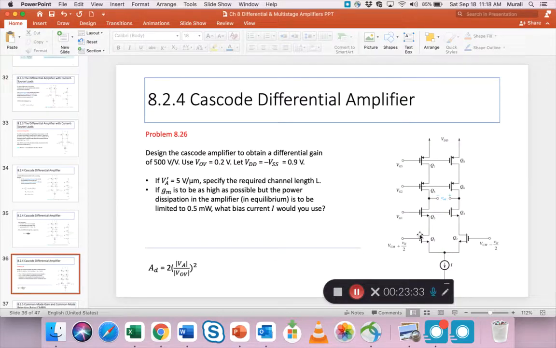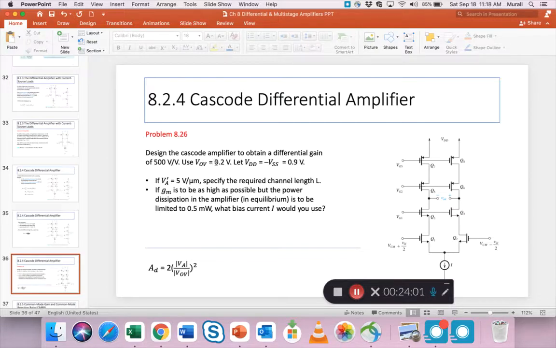Cascoding is both on the differential pair transistors. So Q1 has Q3, Q2 has Q4. Also on the current source load. So Q7 has Q5 as the cascode, and Q8 has Q6 as the cascode.